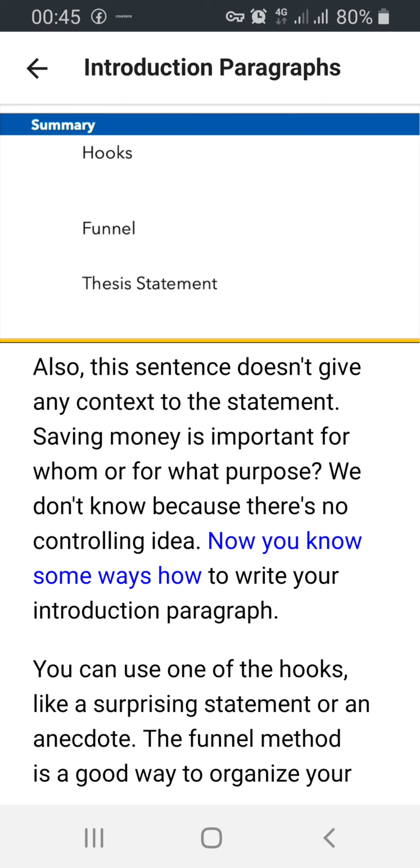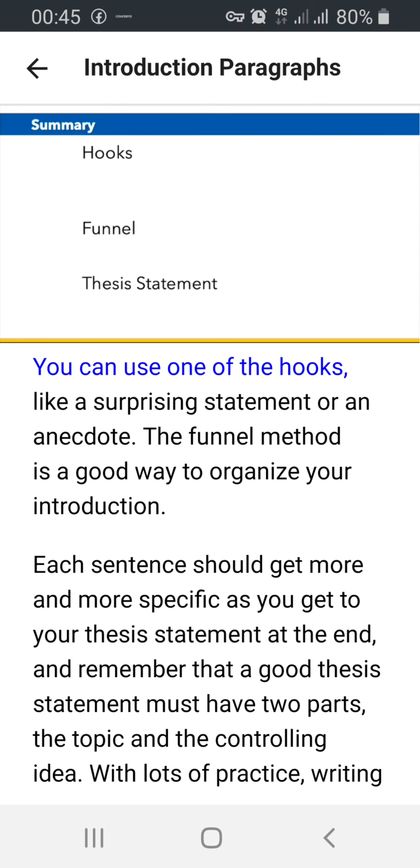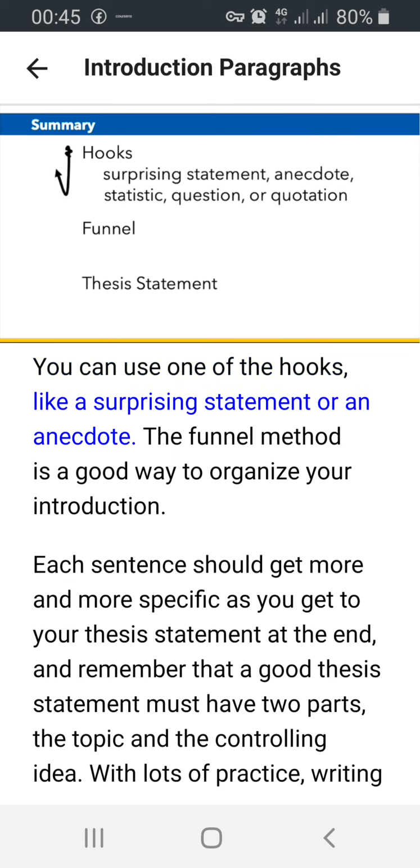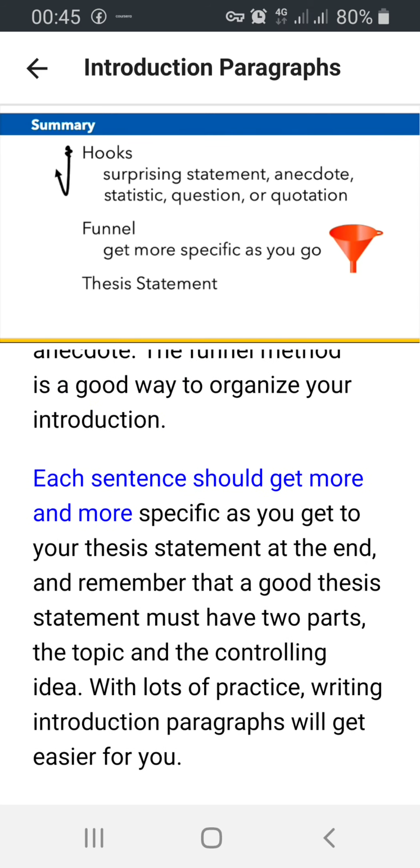So now you know some ways of how to write your introduction paragraph. You can use one of the hooks, like a surprising statement or an anecdote. The funnel method is a good way to organize your introduction. Each sentence should get more and more specific as you get to your thesis statement at the end. And remember that a good thesis statement must have two parts, the topic and the controlling idea. With lots of practice, writing introduction paragraphs will get easier for you.